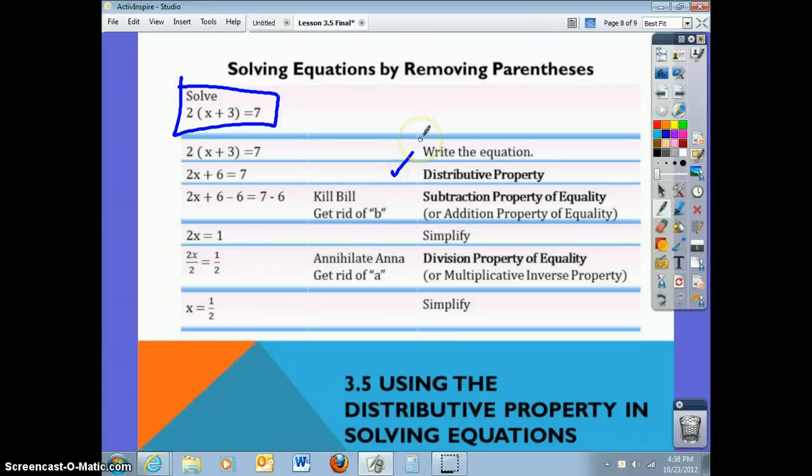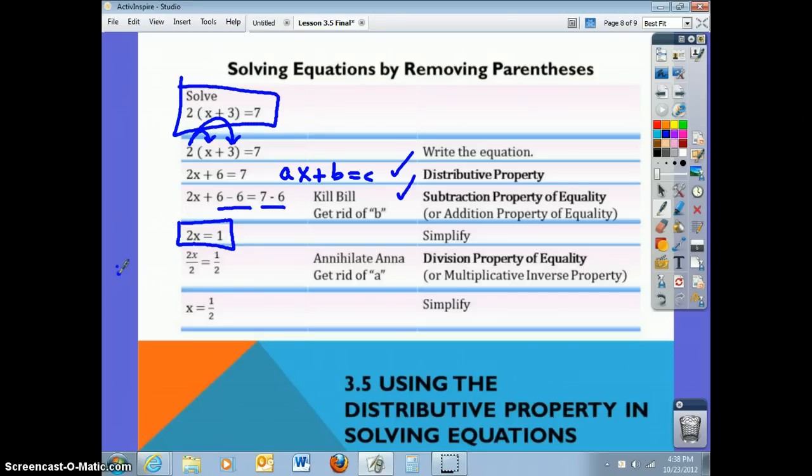First step, do the distributive property. 2 times x, 2x. 2 times 3, 6. So I have 2x + 6 = 7. I now have it in the form of ax + b = c, and I can do what we did in the prior lesson of getting rid of b by subtracting 6 from both sides, subtraction property of equality. Then, simplifying again, 2x = 1.